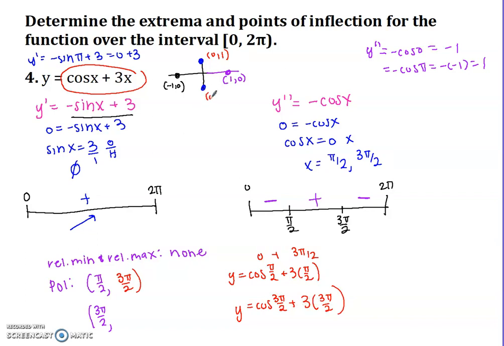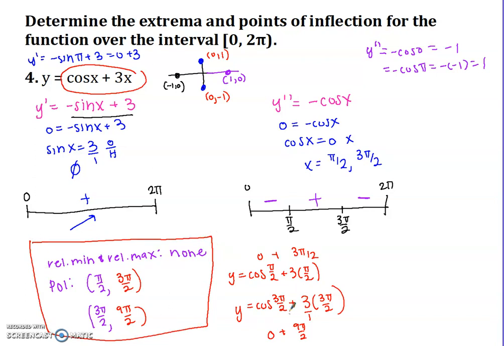So cosine of 3 pi over 2, that again is going to be 0. 3 times 3 pi over 2, that's 3 over 1. So that's just going to give me 9 pi over 2. And those will be my 2 points of inflection. Sometimes when you're evaluating, this number won't be a 0, it'll be like a 1. If that was the case, you would just leave it as 1 plus 9 pi over 2. So if you get a value with pi in it and then a regular number, you just leave them separated with the plus sign.